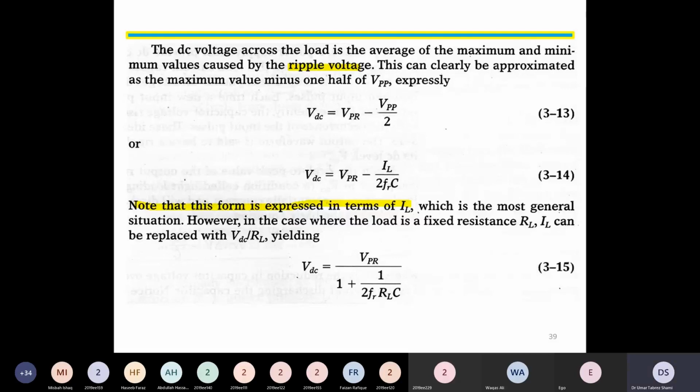We are using this formula because in equation 3.14 we need the current, which is not provided. So we are using values of the resistance and the capacitance. Now, in our example, how do we find V peak?